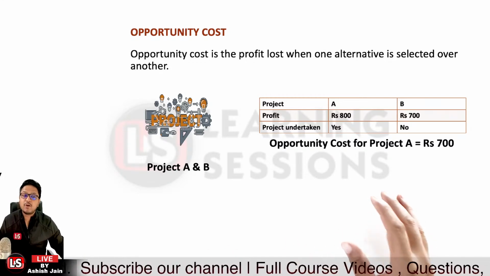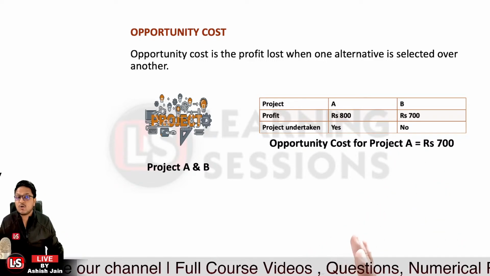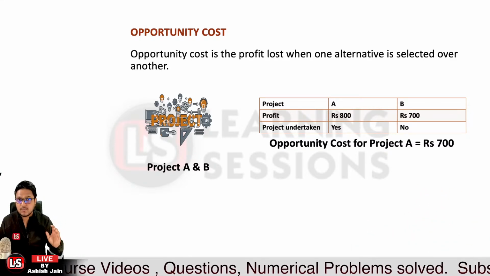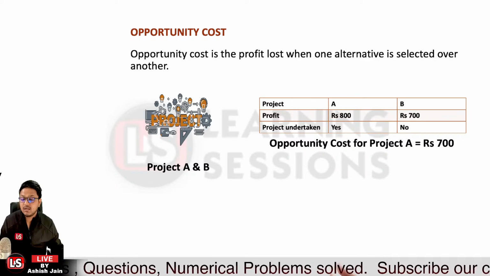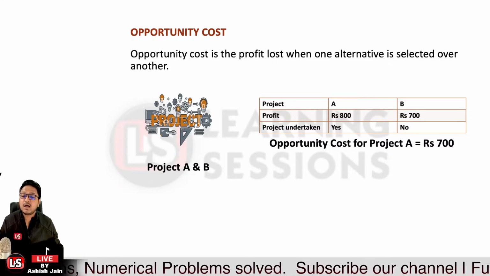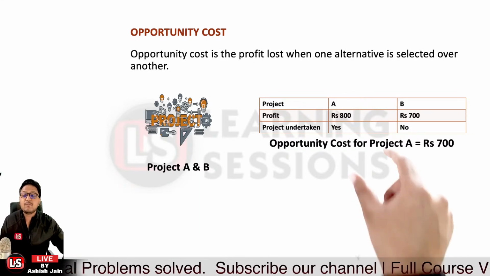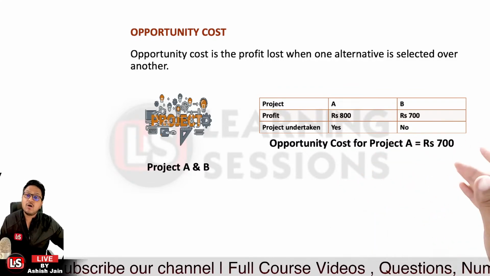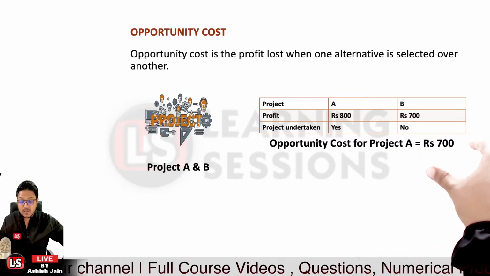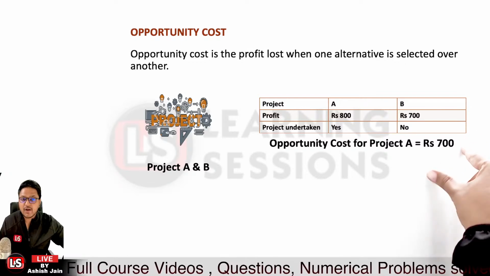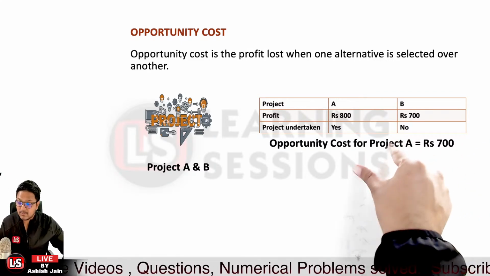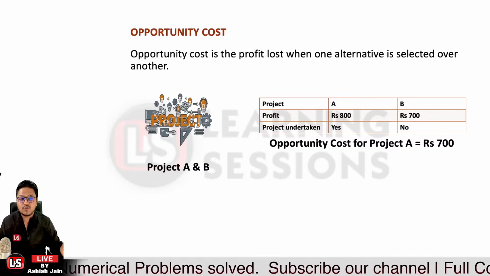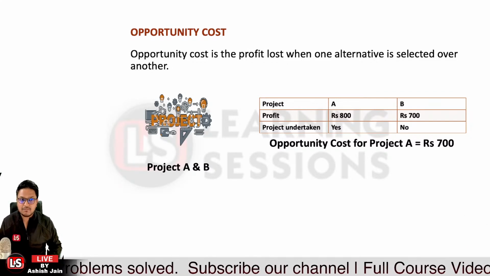where you had a profit of rupees 800. Now, what will be the opportunity cost of project A? It will be rupees 700. Why rupees 700? Because it is the profit that you have lost when you picked up the other alternative. So you picked up project A instead of project B. So for project A, the opportunity cost will be the profit that you were assuming in the alternative project, that is project B, which was 700. So the opportunity cost for project A would be rupees 700. Okay.